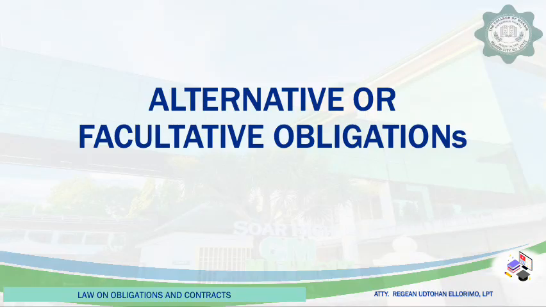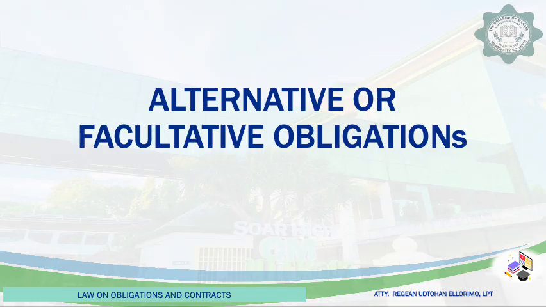Good afternoon, class. So today we'll be talking about alternative or facultative obligation. So when we say alternative obligation, class, this is one where several prestations, acts, or things are due, but the performance of one of them is sufficient to extinguish the obligation. So the debtor usually has the right to choose which prestation to perform unless expressly granted to the creditor.